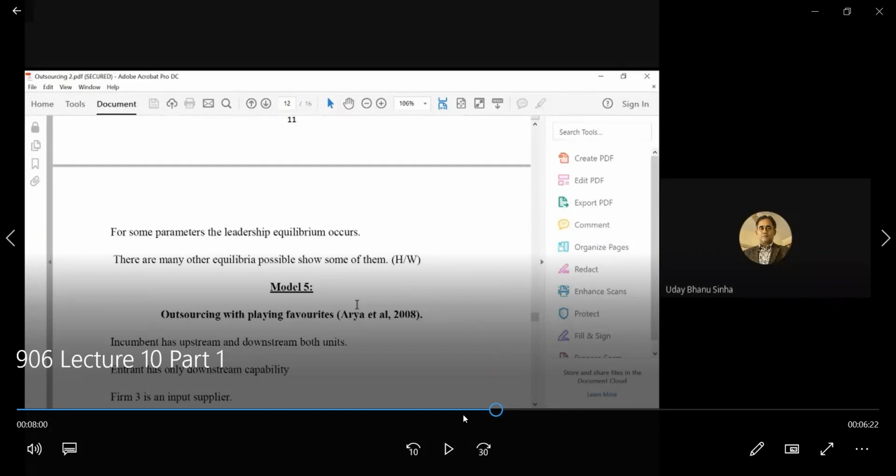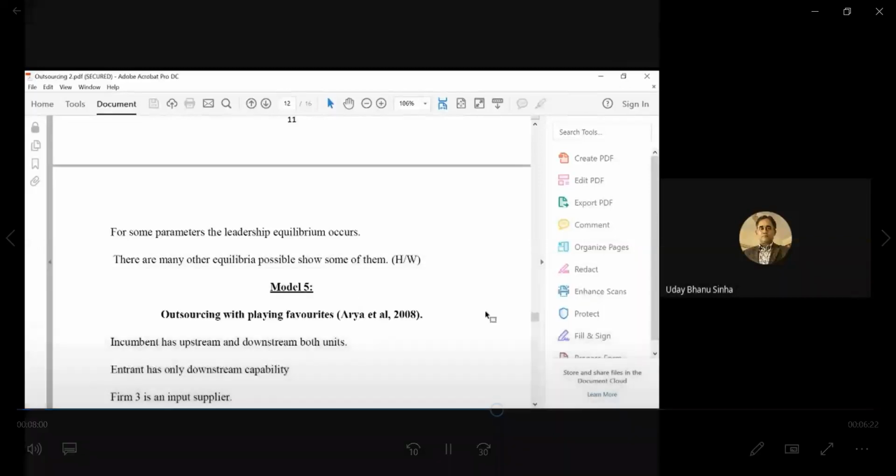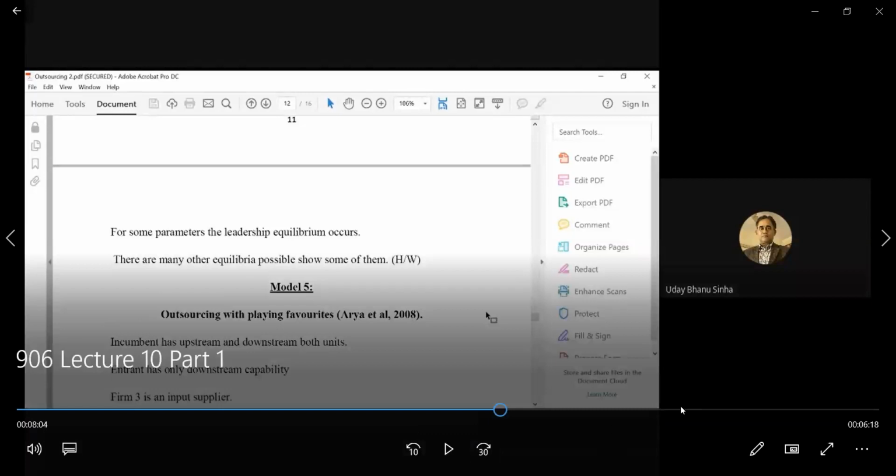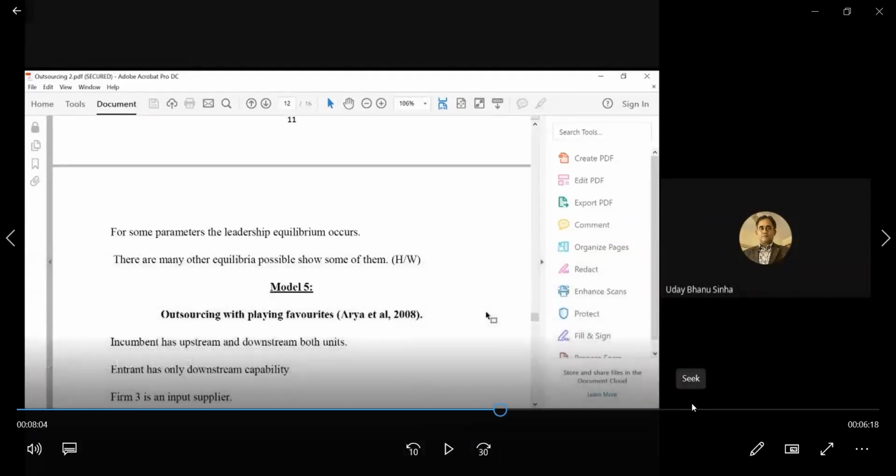So now we are moving on to the next model. So that paper was from the International Journal of Industrial Organization, 2011, and the reference is given in the syllabus, that reading list that I have put on Piazza. Okay, sir. Thank you, sir. Okay.